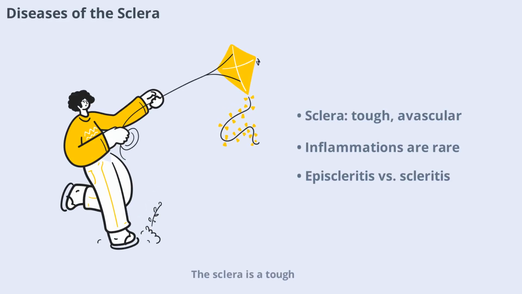The sclera is a tough, avascular tissue that is relatively resistant to trauma and infection. Inflammations are rare, but when they occur, tend to be chronic and slow to resolve. Two main conditions affecting the sclera are Episcleritis and Scleritis, each with distinct features, causes, and management strategies.